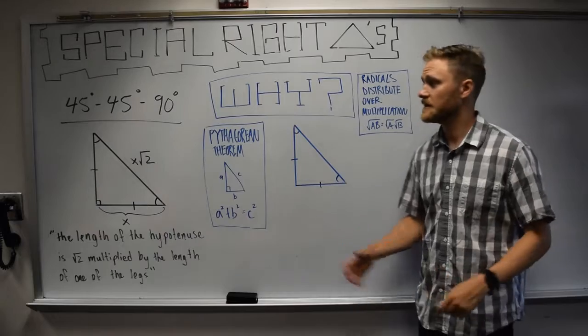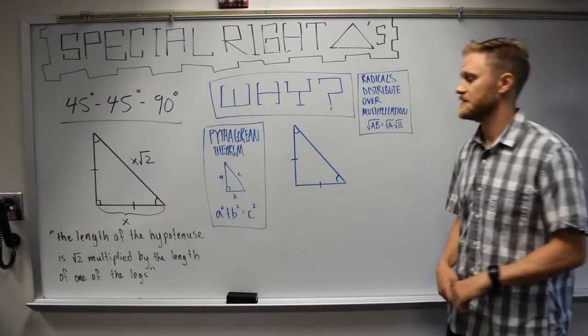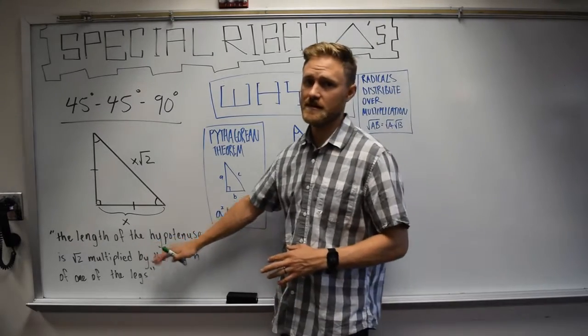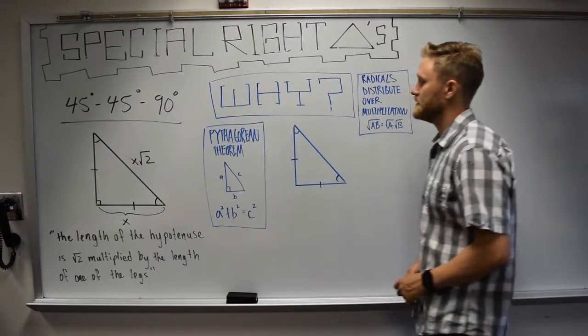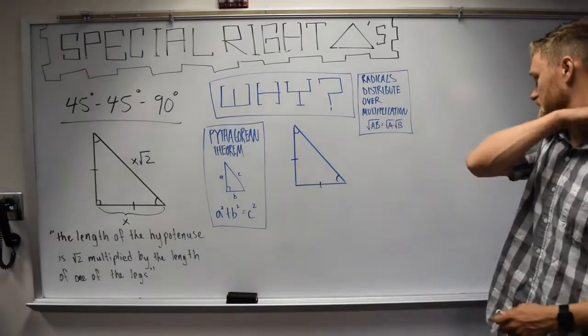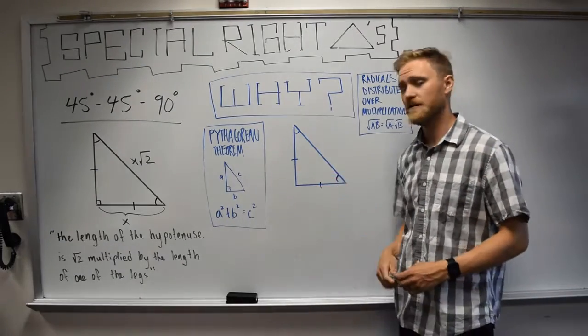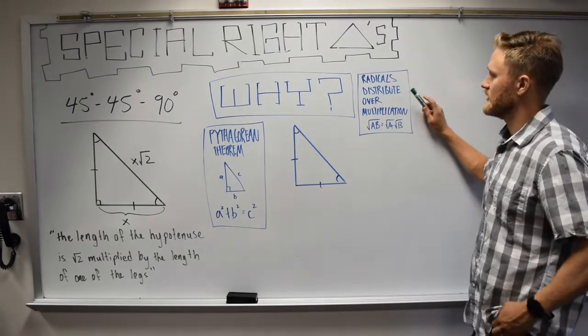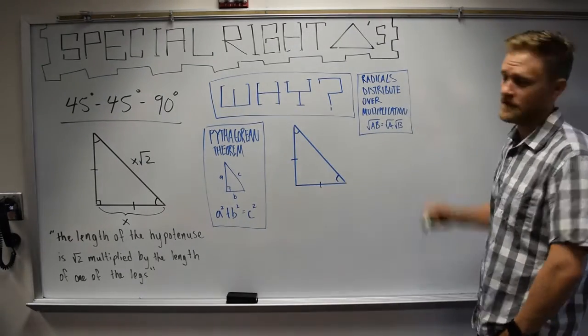So the last thing we're going to cover with 45-45-90 triangles is how to actually come up with this relationship down here. In order to do this, you need to understand two things. The first is the Pythagorean theorem, which you should be pretty familiar with. The second is the fact that radicals distribute over multiplication.